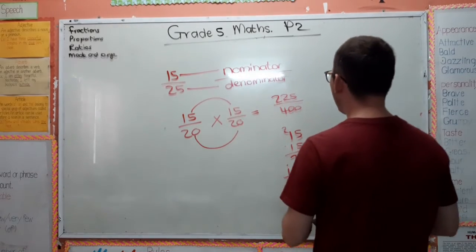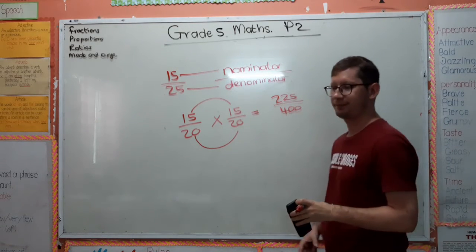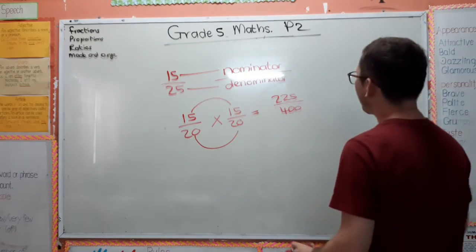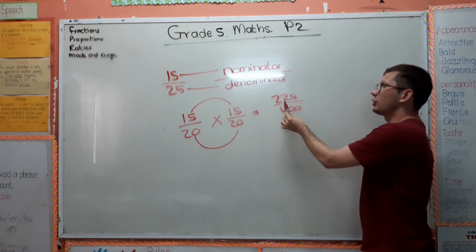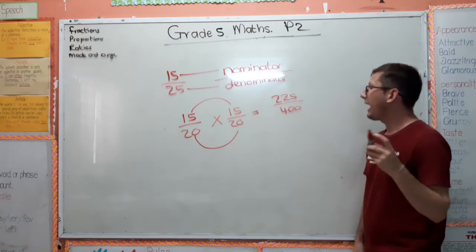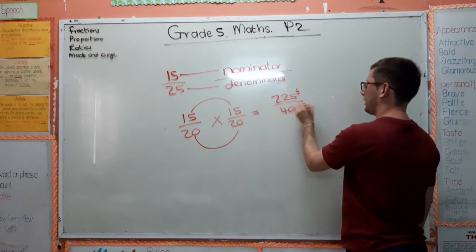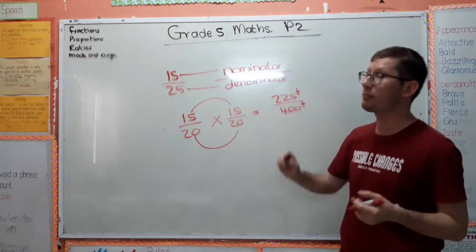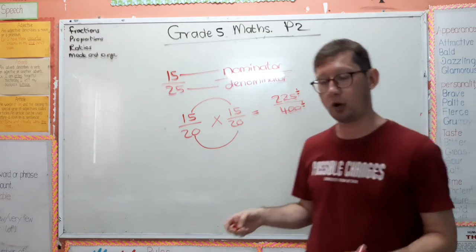Okay, so now, how do we reduce it? We get the highest number that can go into 225 and 400, and then we divide by that number. I'm not going to do it now because I'm going to continue with proportions. So let's do a simple one for you guys to know how to do it.